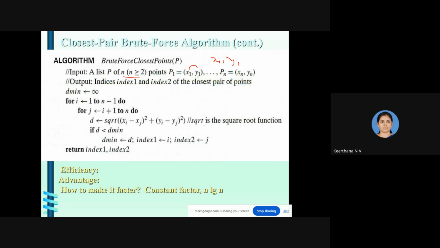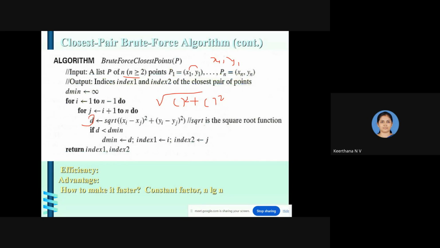This will be considered as index 1 and this will be considered as index 2. If you want to find the closest points, first you have to find the distance between them. So what is the distance formula? You take the square root of the sum of the squares of the differences of these 2 points, and that will be your distance calculation.